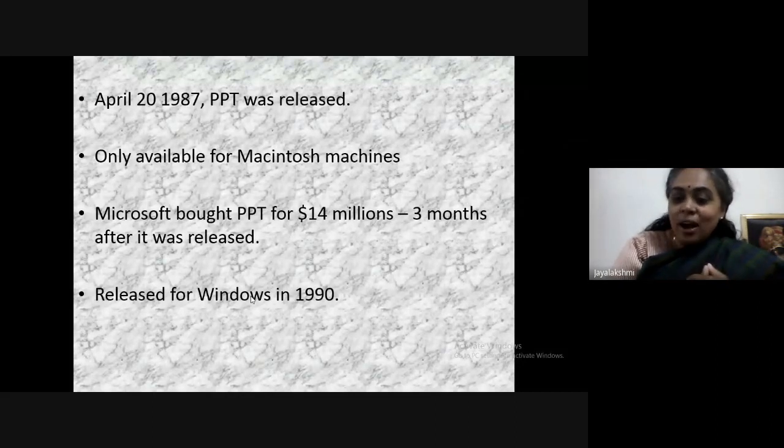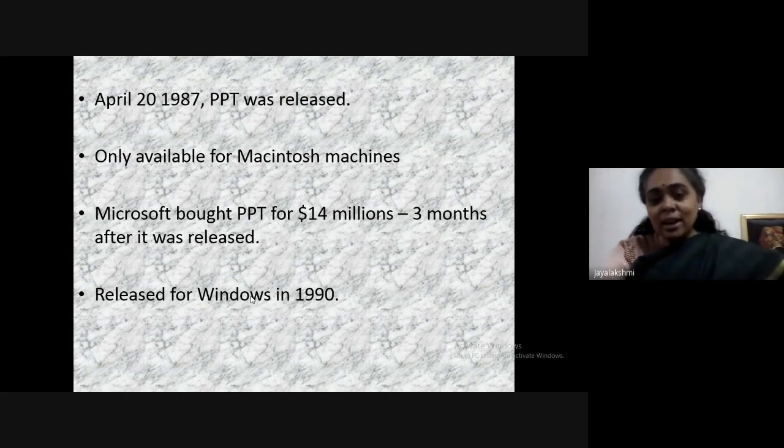Now, what did they do after they did this? By the same time, Microsoft was also producing the same kind of thing. So what did they do? In the year 1987, officially the PPT was released, though it was not exactly called PPT at that point of time. After the naming ceremony finished, it was released, but only the Macintosh machines could use that. Then after that, what?